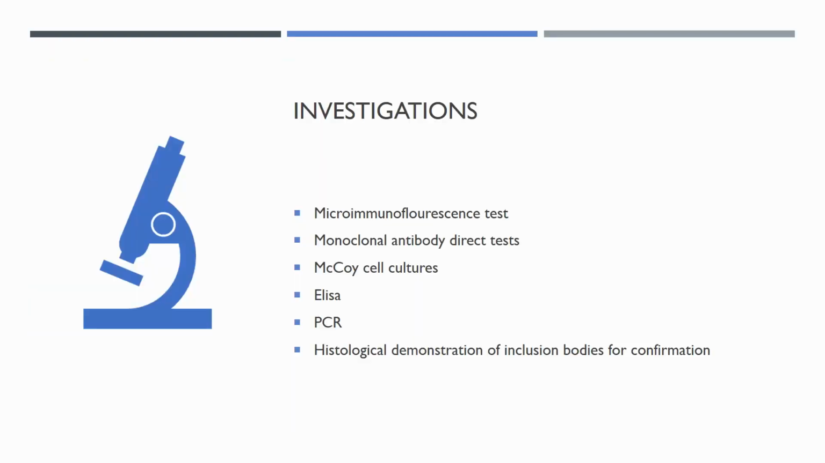For investigation, as usual, we can use a microimmunofluorescence test, monoclonal antibody, McCoy cell culture, ELISA, PCR, and histological demonstration of inclusion body for confirmation of diagnosis of trachoma.